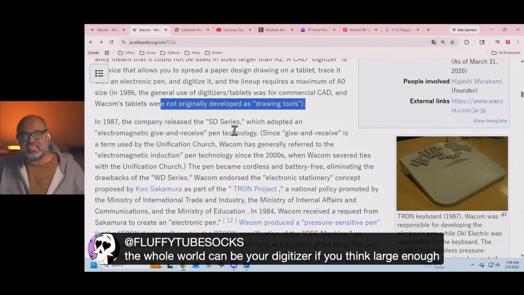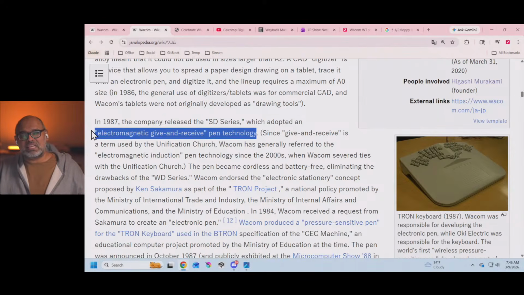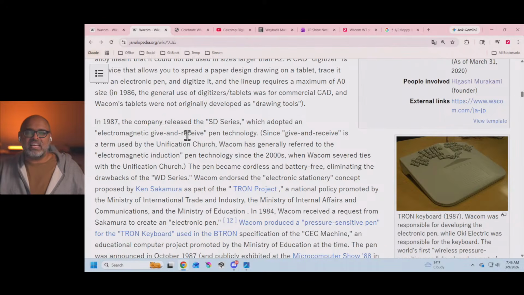Now the language here is, again, this language is translated, but it says electromagnetic give and receive pen technology. And there's a comment about the Unification Church, since give and receive is a term used by the Unification Church, Wacom has generally referred to the electromagnetic induction pen technology since the 2000s, when Wacom severed ties with the Unification Church. So I want to talk about this give and receive thing, not as it relates to the Unification Church, but as it relates to Wacom.